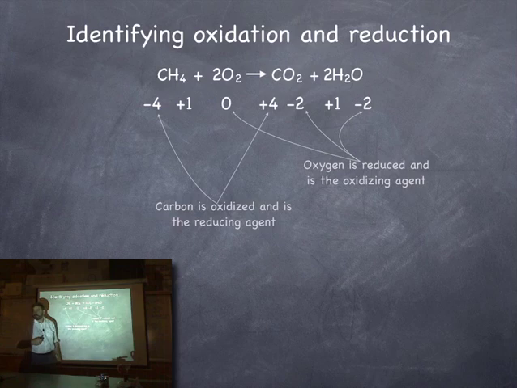So whatever goes from negative to positive, or if the number goes up, it's more positive. But it could go from -4 to -2. So whatever goes up is reduced. No, reduction is down. The number gets smaller. Reduced. That's nice because it gets smaller. Okay?